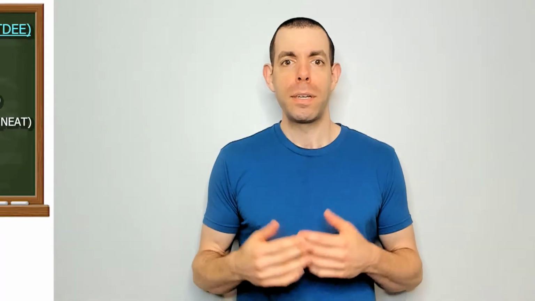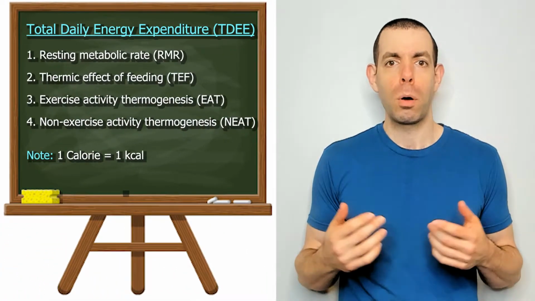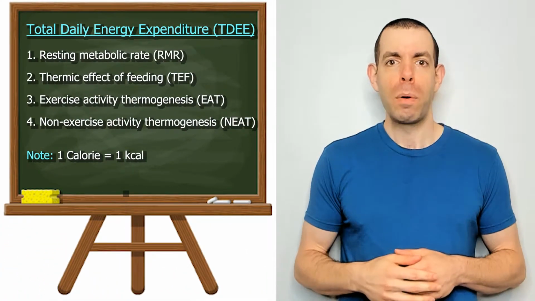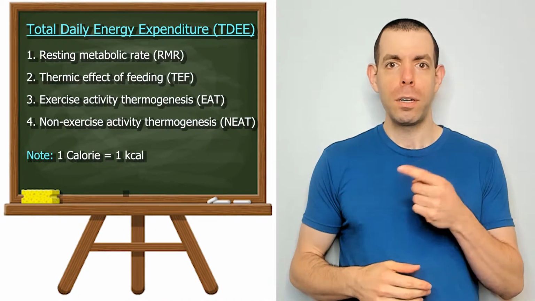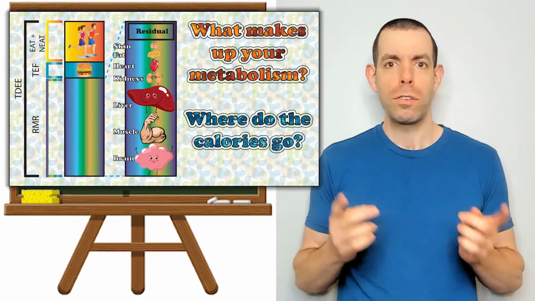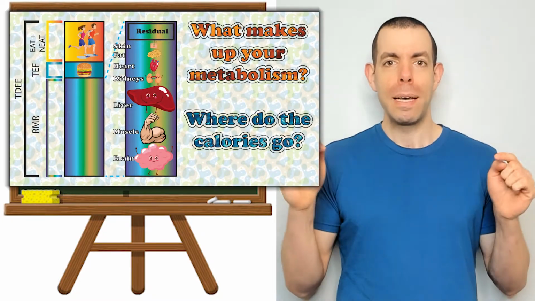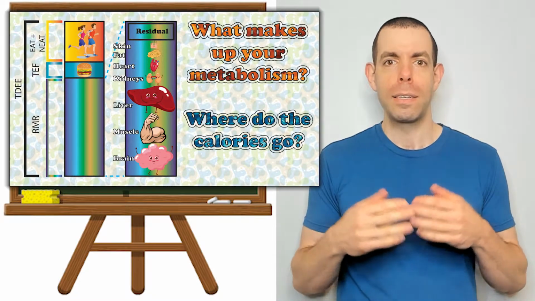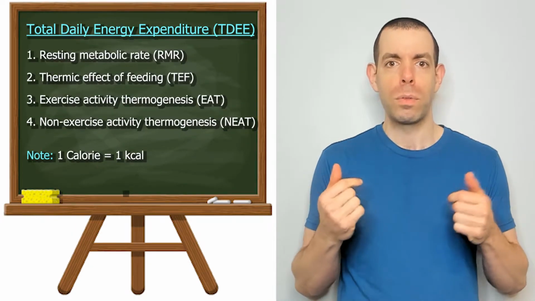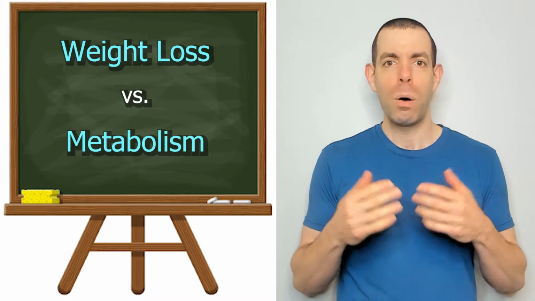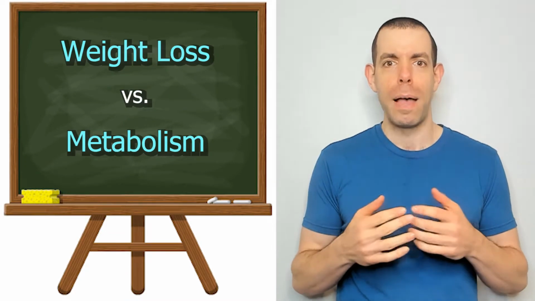In the last video, we discussed metabolism, particularly as it pertains to your total daily energy expenditure, and we went over the four components you can see listed right here. If you're not familiar with these terms, then I suggest that you watch that video before this one, because in this video, we're going to take things a step further, and we're going to discuss how all of these components interact with the weight loss process and how weight loss impacts your metabolism as a whole.